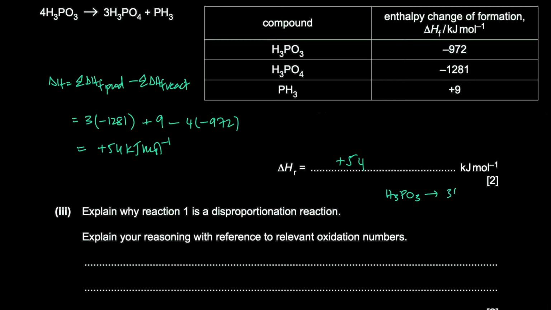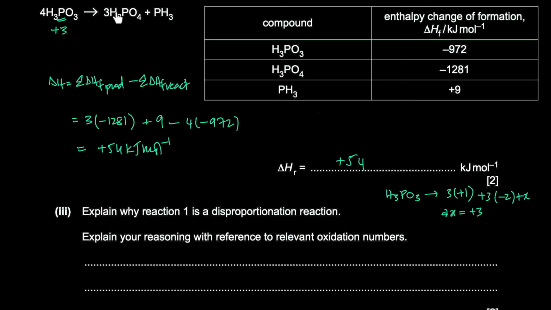You can check that the hydrogens are +1. You have 3 hydrogens, and you have 3 oxygens, which are -2, and then you have phosphorus, which is, let's say, X. And that gives you X as +3. So the oxidation number of phosphorus initially is +3. And then in H3PO4, phosphorus is +5.